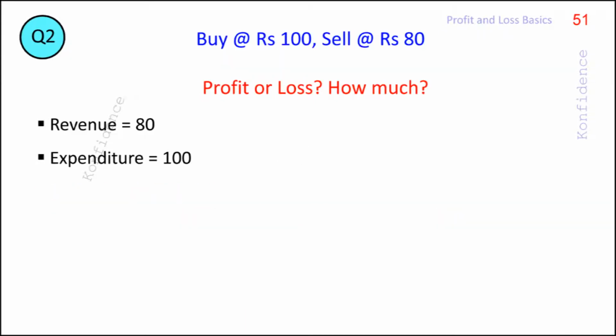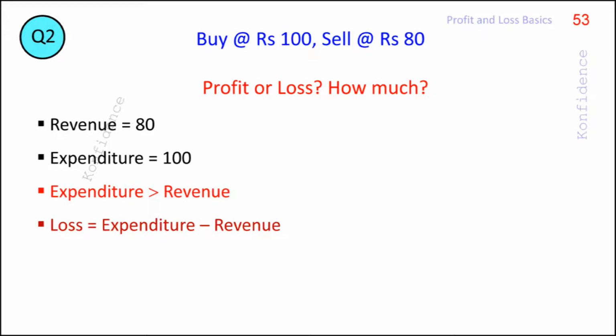By observation, we know that expenditure is more than revenue. Therefore, it is a loss. Loss is equal to expenditure minus revenue. In this case, expenditure is 100 and revenue is 80. So, the loss is 100 minus 80, that is equal to 20. Please note that expenditure will be greater than revenue whenever loss happens.